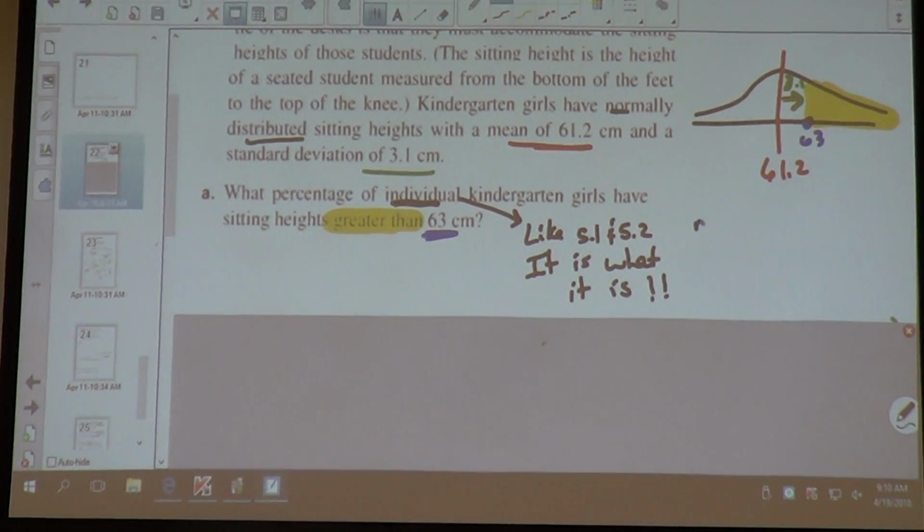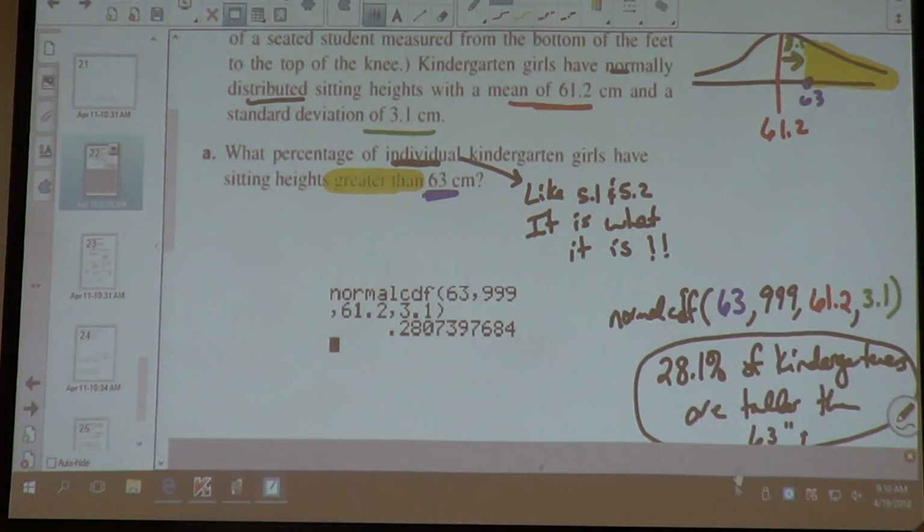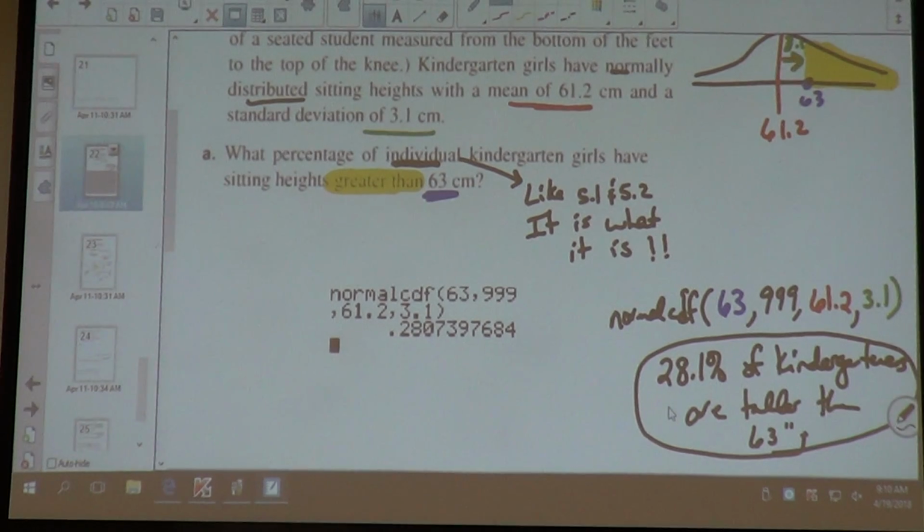So we're going to do normal CDF. What is my left? 63. What is my right? 999. What is my mean? 61.2. And what is my standard deviation? 3.1. And by the magic of TV, I already have it written right here: 63, 999, 61.2, and 3.1. So this is exactly like what we've been doing. So 28% of girls are taller than 63.